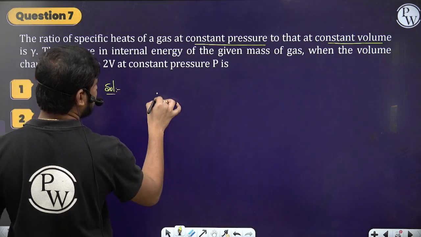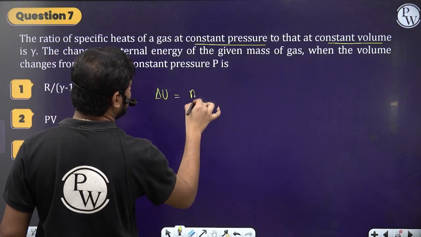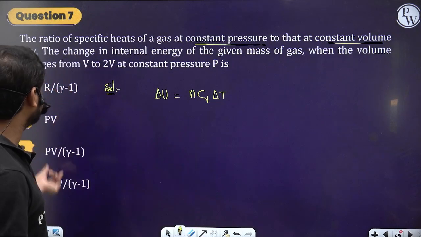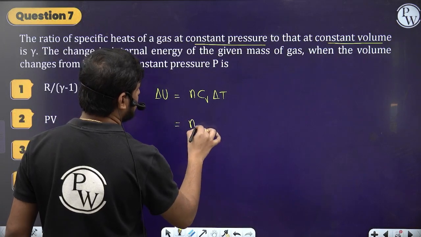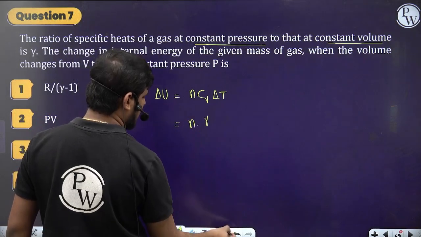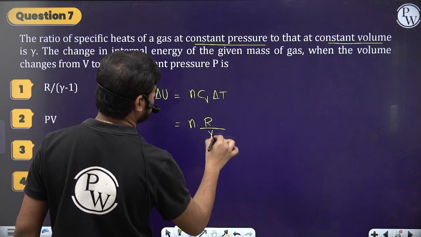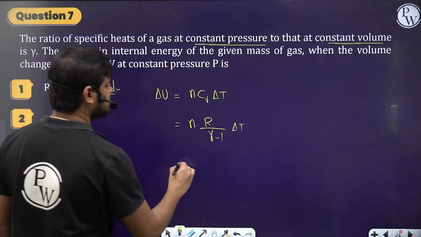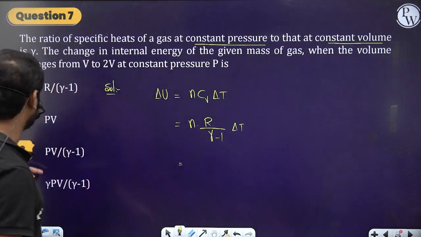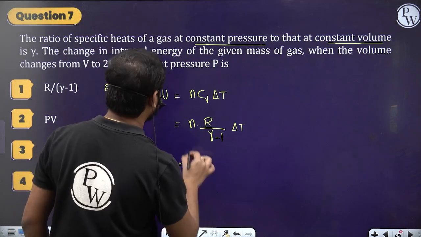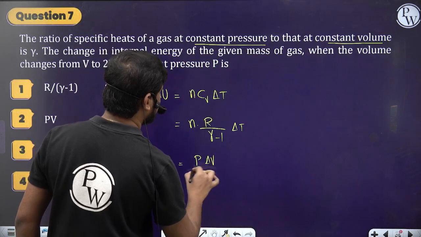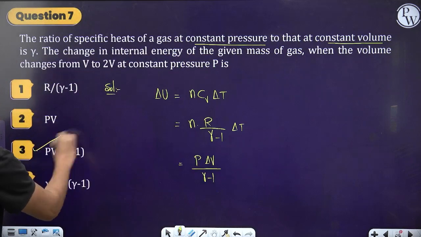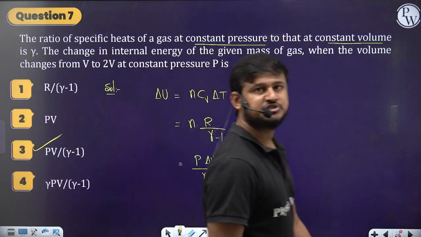For the change in internal energy, we have only one formula: nCvΔT, guys. Now we need it in terms of gamma. So n into Cv, which in terms of gamma is R by gamma minus 1. Then I need the pressure, so nRΔT, since pressure is constant, becomes PΔV. So PΔV by gamma minus 1, which is PV by gamma minus 1. Option 3.